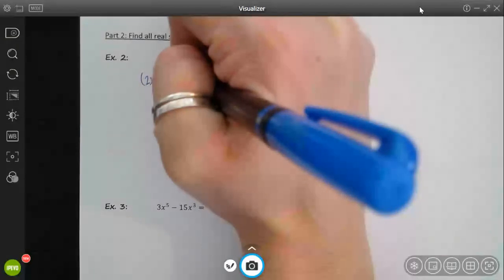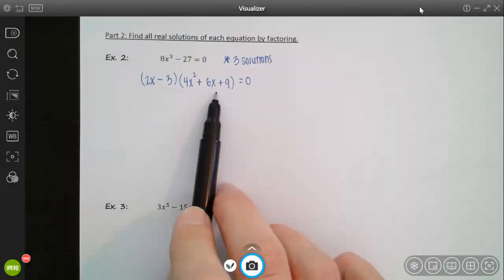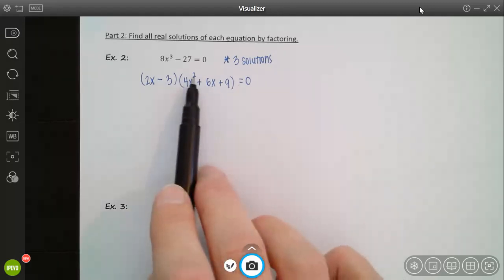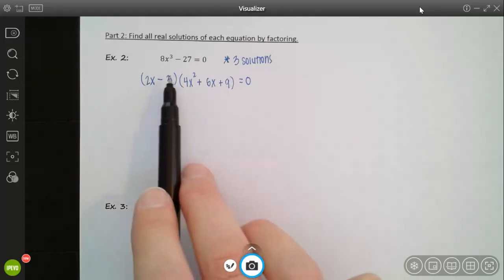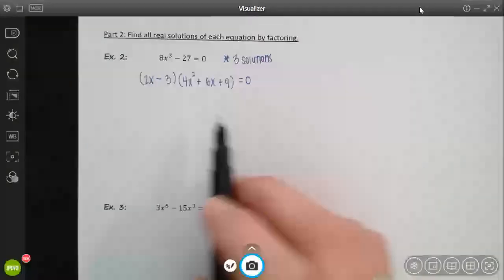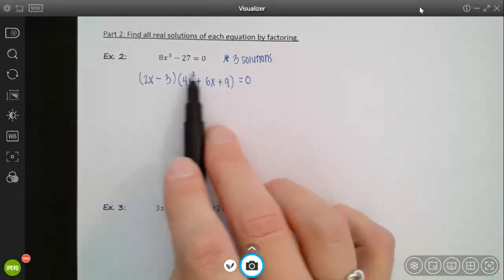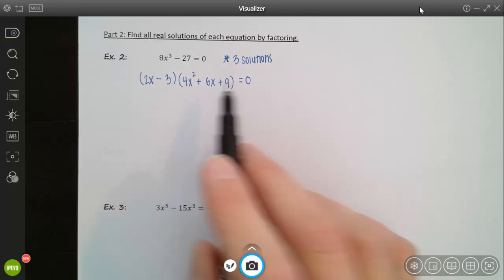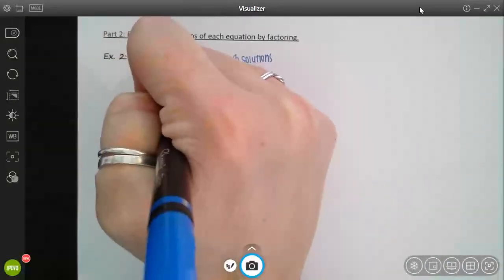So the difference between what we were doing the last couple days and now is once we had done our SOAP factoring the last couple days, we were done. But now we want to know, what are the solutions? What are the zeros? So I'm going to use my zero product property at this point because I know that I'm not going to be able to factor this any further because if we check the discriminant, it's going to be negative. I'm going to use my zero product property to separate out my factors and set them both equal to 0 in order to solve for x.